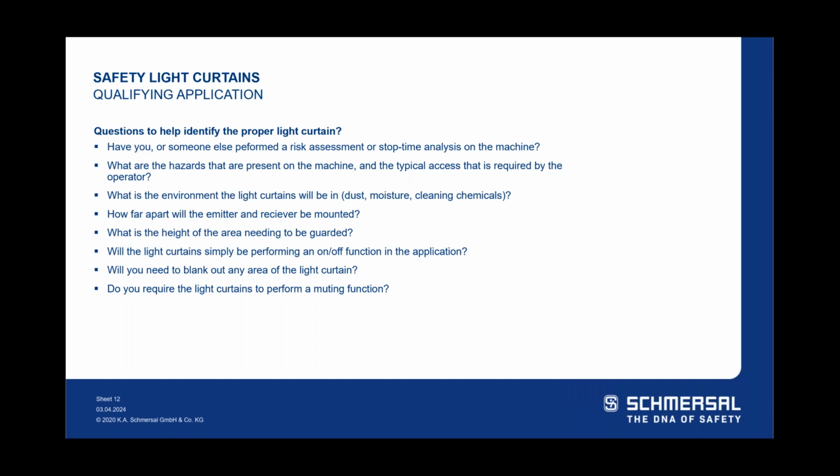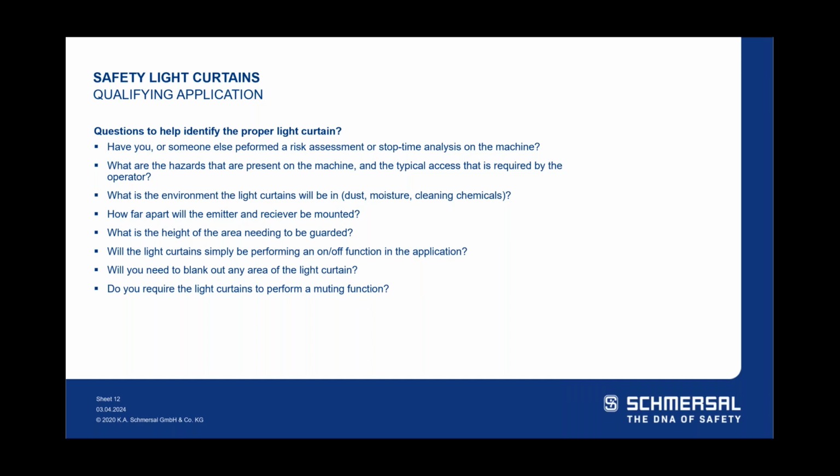Okay. What is the environment the light curtains will be in? Another really important question. Is there going to be dust buildup? Are they pressure washed? Is there moisture? Cleaning chemicals? Do we have the proper IP rating? Again, we need to know exactly what they're going into, so we don't have false nuisance trips of these light curtains because of something that we've overlooked. How far apart are the emitter and receiver, right? So what's our range? You'll see in later slides that maybe our typical range is 10 meters. Well, we need to go beyond that. So do we have to look for high range?